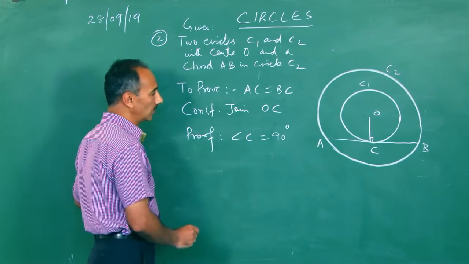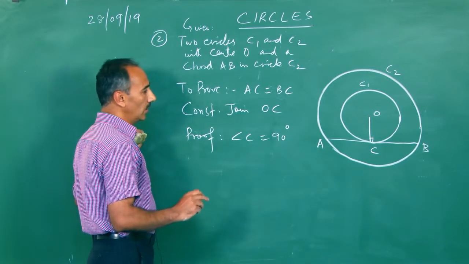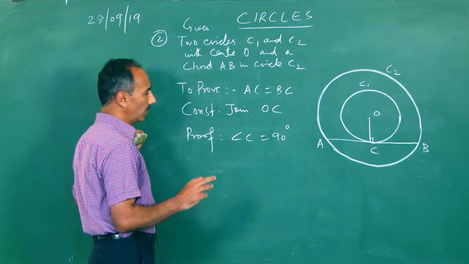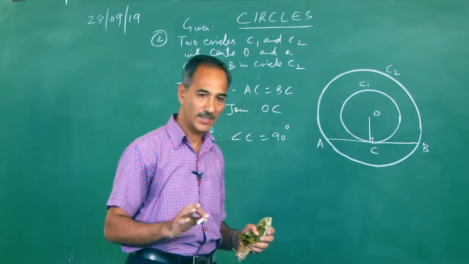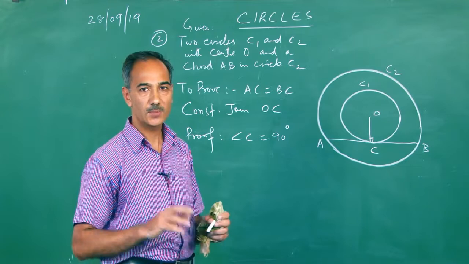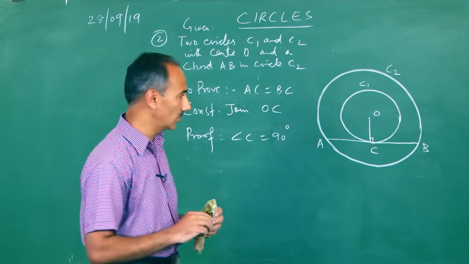Now, if you observe in C2, O is the center, AB is the chord. Perpendicular from the center to the chord bisects the chord. This you have done in grade 9. In circles, perpendicular from the center bisects the chord.